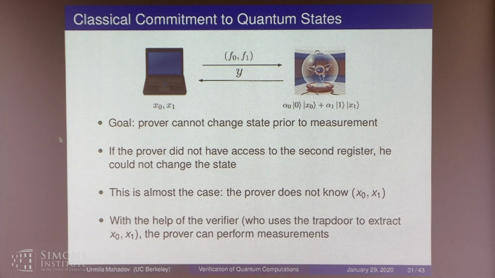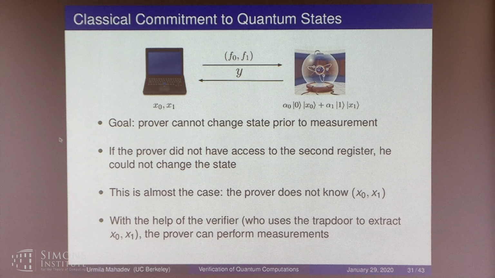So now what I'll do is I'll spend some time on this last bullet point to tell you how the verifier can help the prover to perform these measurements. And then to wrap up the talk, I'll go back to the second and third bullet points and show you how to prove those two. Before I go into this last bullet point, are there any questions?